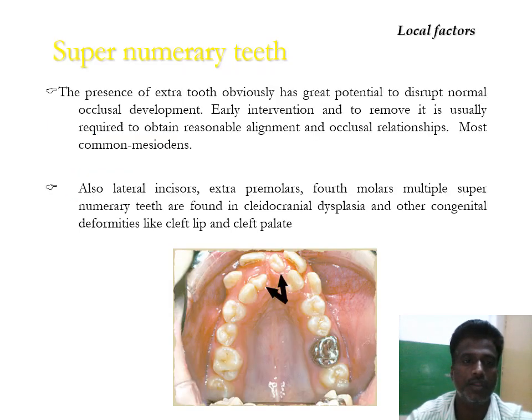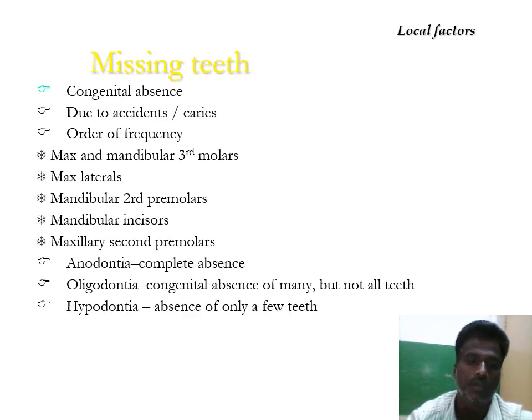accident or caries. Supernumerary teeth, such as a mesiodens, which is presence between the two central incisors, may lead to spacing. Peg lateral incisors and congenital absence of premolars and paramolars. Missing teeth: congenital absence, or loss due to accident or caries.